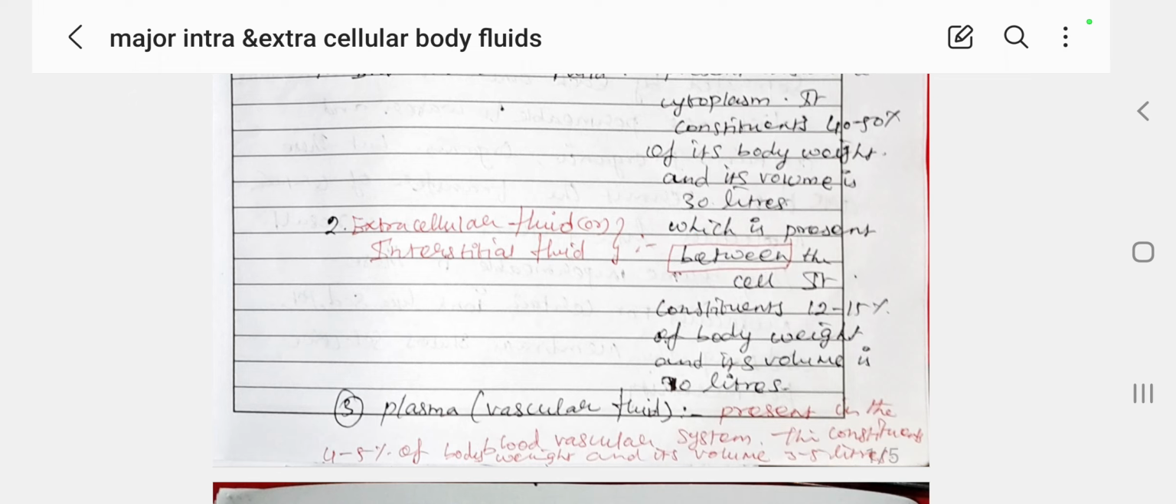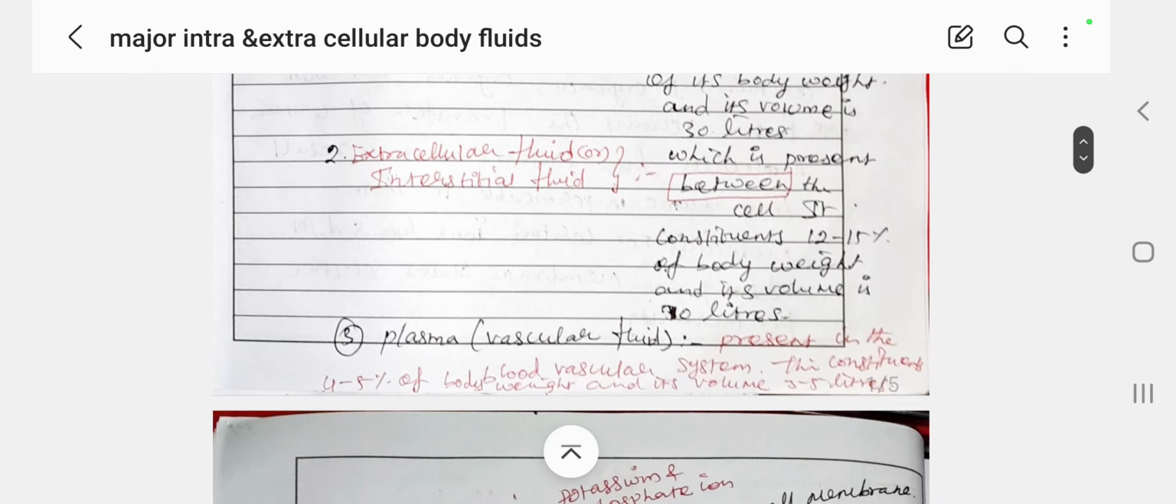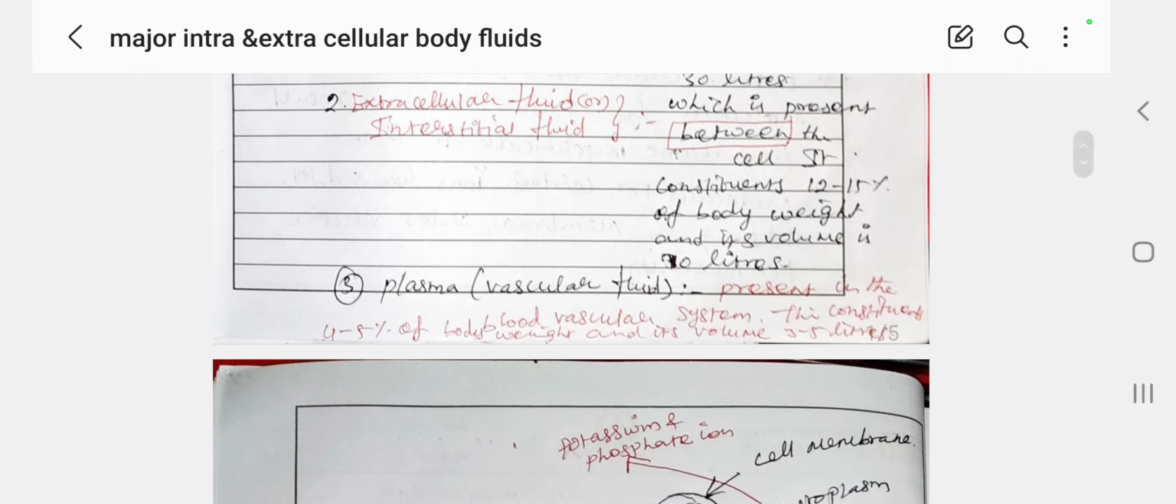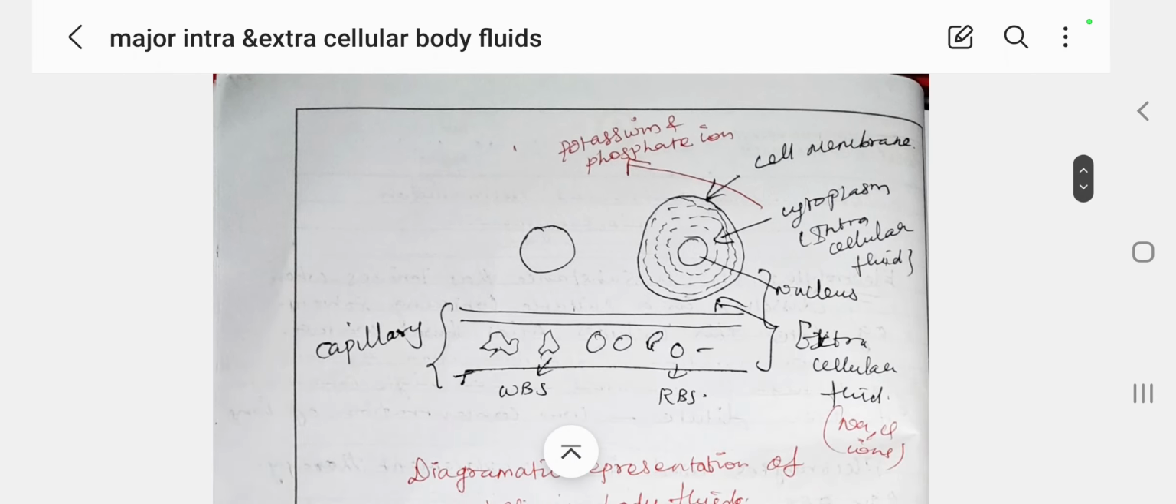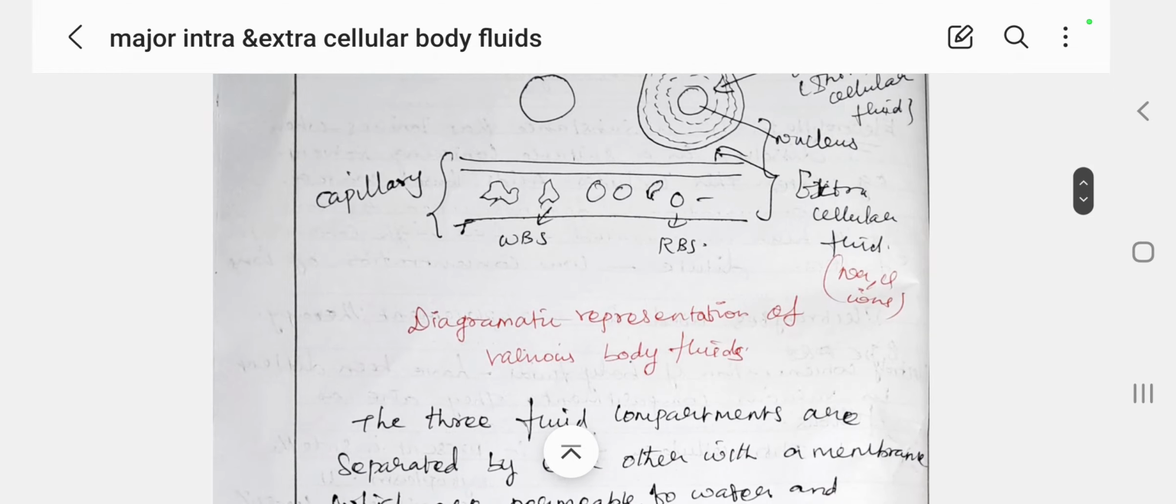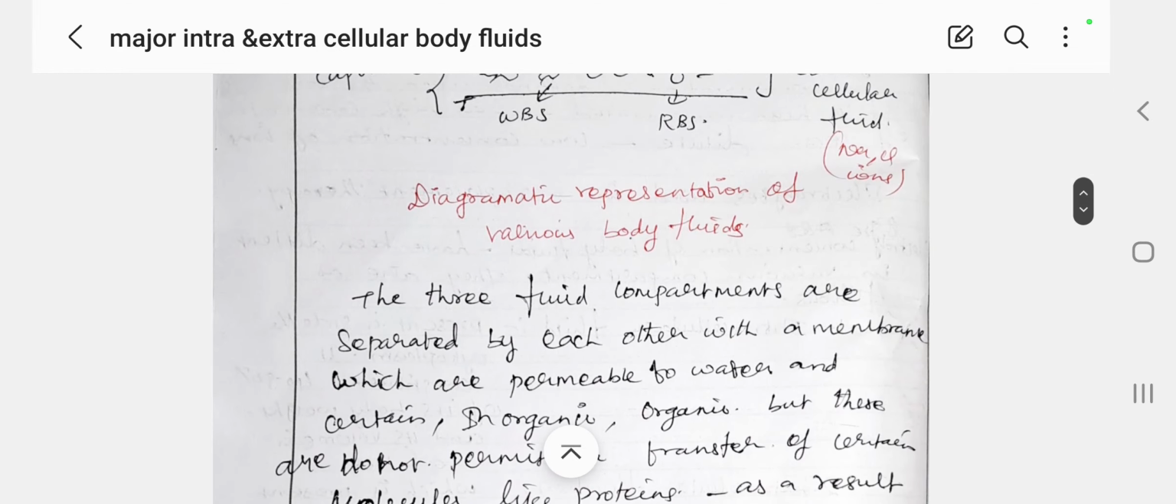And next, plasma or vascular fluid. It constitutes 4 to 5% of body weight, and its volume is a maximum of 3 to 5 liters. We already know the requirement of plasma for our normal healthy life. So 3 to 5 liters is its maximum volume in our body, the blood volume being 3 to 5 liters.